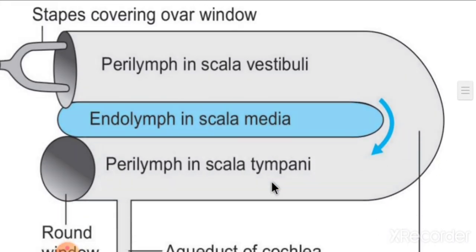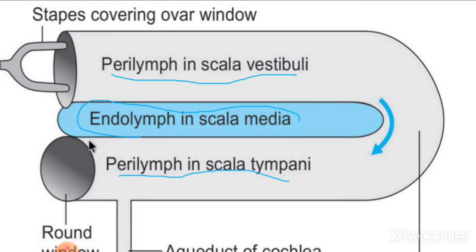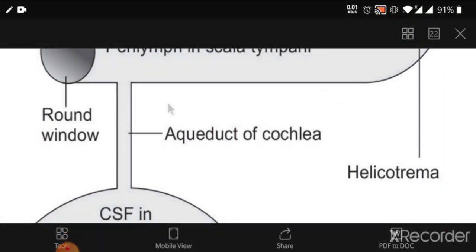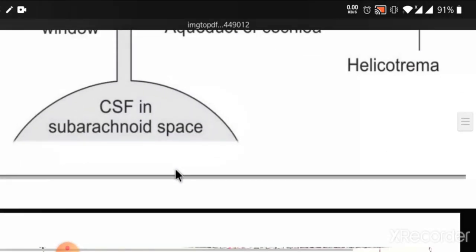This is the concise picture of the inner ear. We can see perilymph in the scala vestibuli and scala tympani, and endolymph in the scala media. This is the oval window, and this is the round window. And this perilymph is connected with the subarachnoid space so that it can flow from the inner ear to mix with CSF and finally to the arachnoid villi.